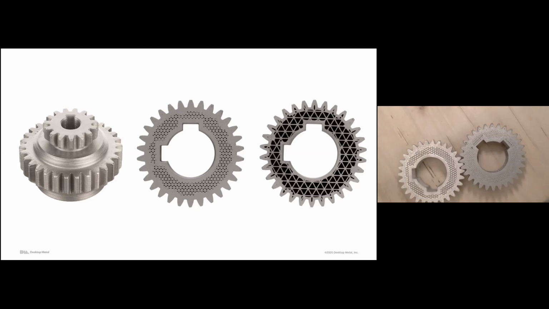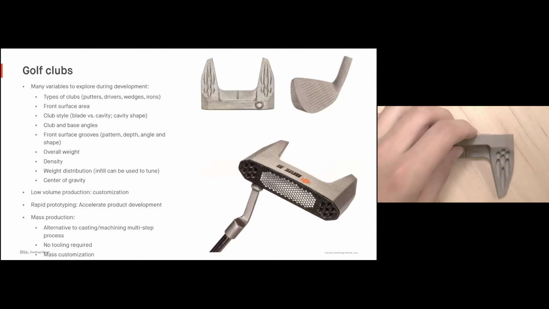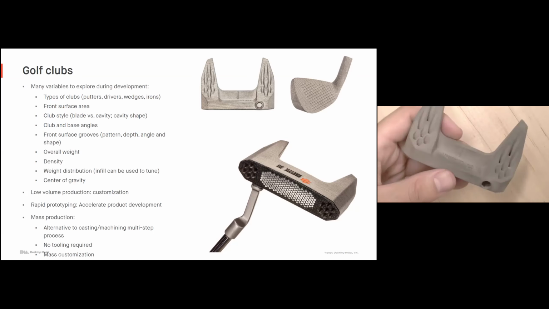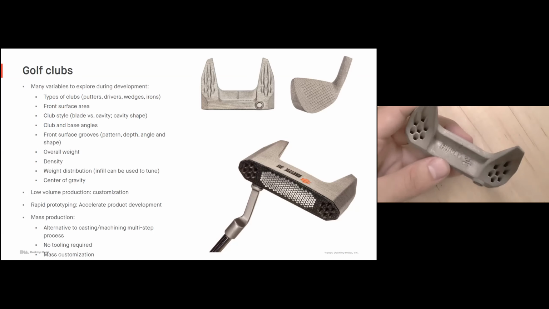One of the big applications we've seen for this is golf clubs. Different size clubs have tons of different variables to them, where they want to be able to fine tune the mass for different players, different styles, different club styles, and then they also want to be able to produce them in low volume for custom end users and custom players who are willing to pay for their own customized things like putters and stuff like that.